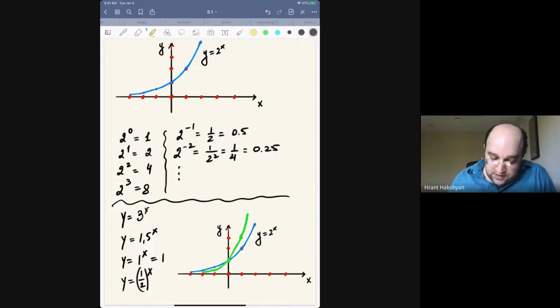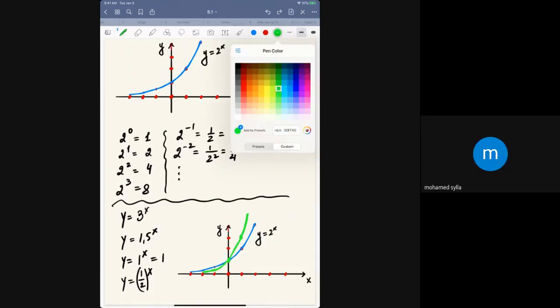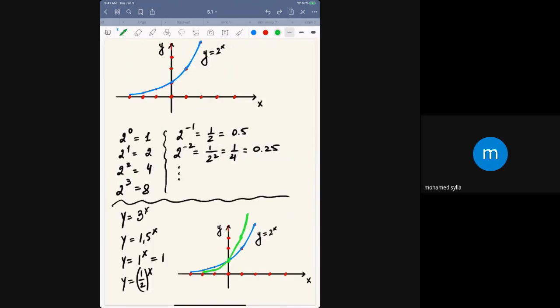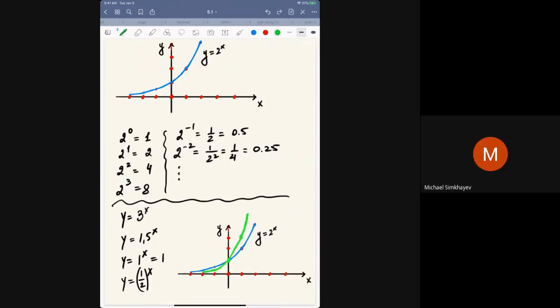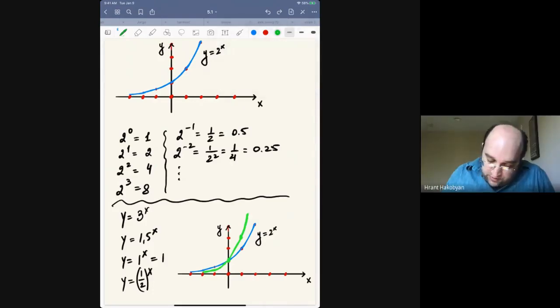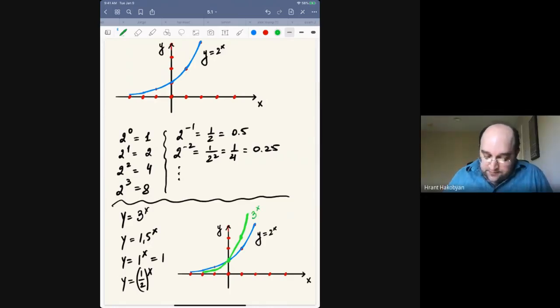So then here is another example. So this green one is 3 to the x. Wait, why does b have to be greater than 0 though? It can't be negative? I'll tell you in a second. Okay. So this is 3 to the x. Let me do the 2 to the x.